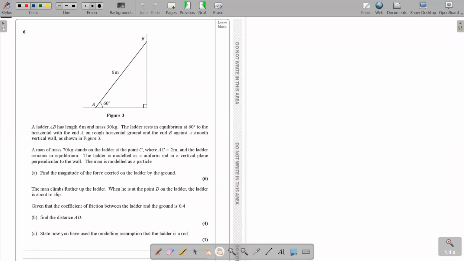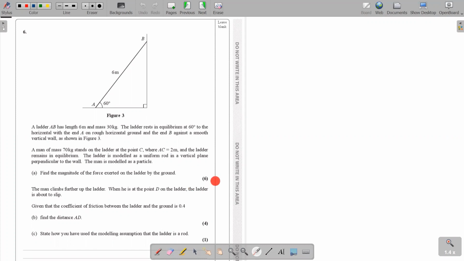Okay, so now we'll move on to question number 6. They say here a ladder AB has length 6 meters and mass 30 kilograms. The ladder rests in equilibrium at 60 degrees to the horizontal with the end A on rough horizontal ground and the end B against a smooth vertical wall as shown in figure 3. A man of mass 70 kilograms stands on the ladder at point C where AC equals 2 meters and the ladder remains in equilibrium. The ladder is modeled as a uniform rod in a vertical plane perpendicular to the wall. The man is modeled as a particle. Find the magnitude of the force exerted on the ladder by the ground.